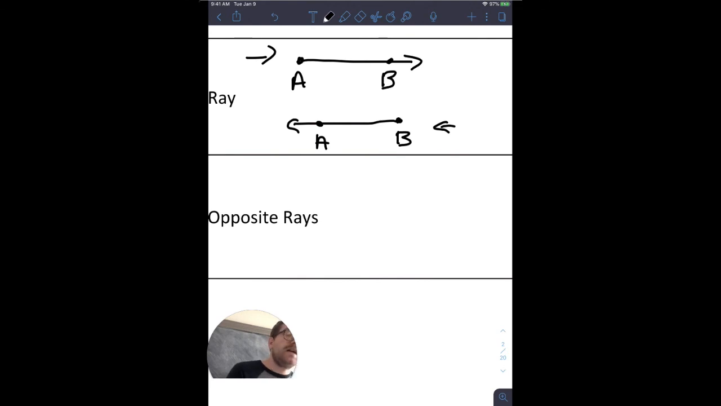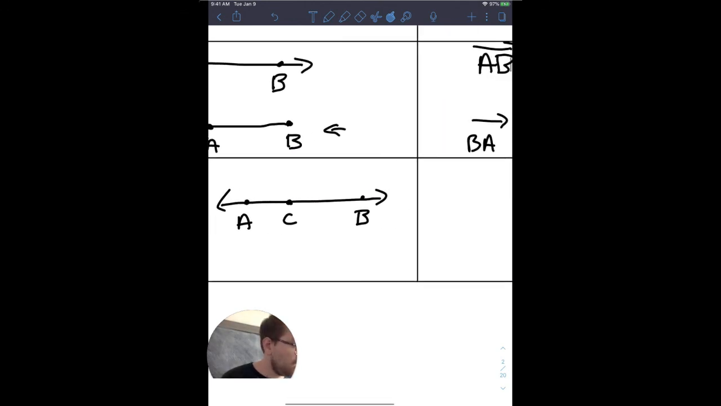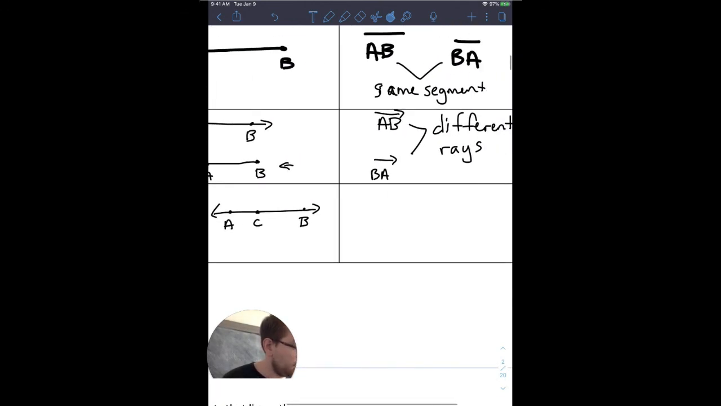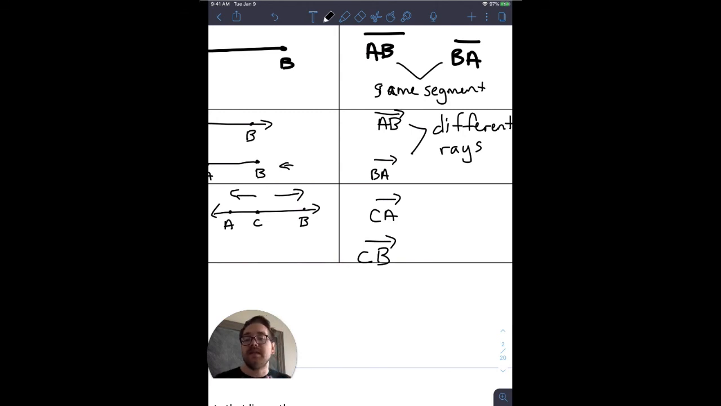Let's say we have this line AB. And on that line is point C. Somewhere on that line is point C. Well, this line would actually, from C, have a common endpoint at C. So we would say that we have two rays here. Ray CA and ray CB. Because one ray is going CA this way, and the other ray is going CB this way. And so those are two different rays with a common endpoint of C.